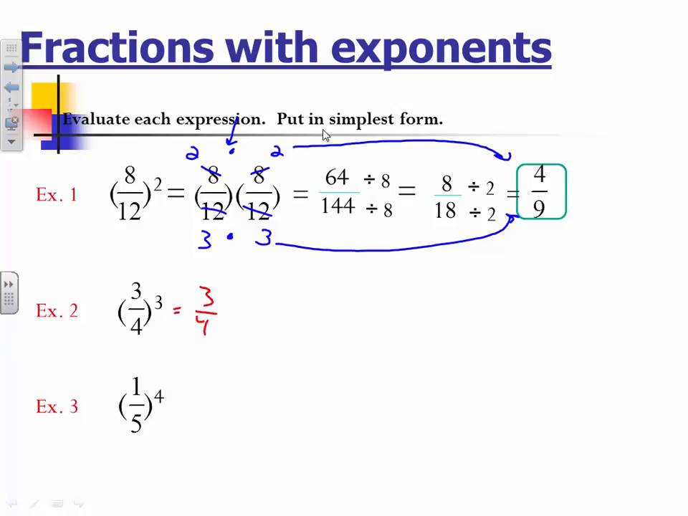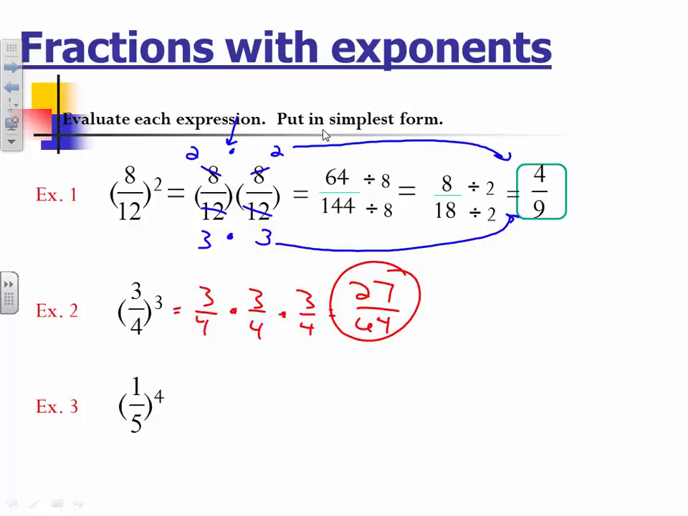So 3/4 cubed is 3/4 times 3/4 times 3/4. So on the top, 3 times 3 is 9, 9 times 3 is 27. On the bottom, 4 times 4 is 16 times 4 is 64. Believe it or not, that is simplified.